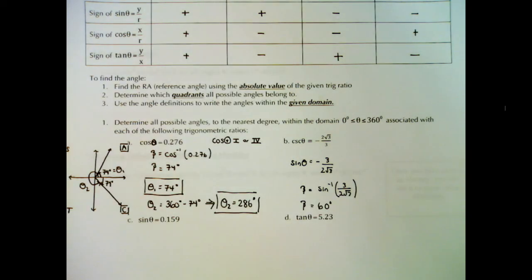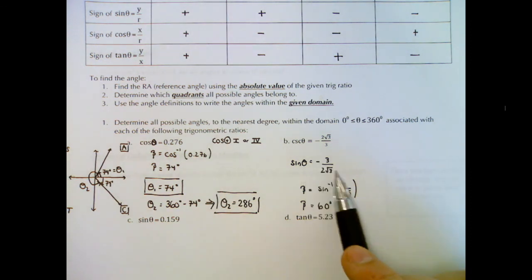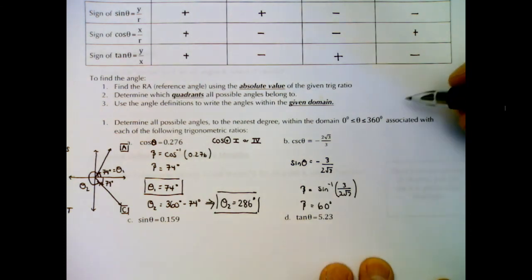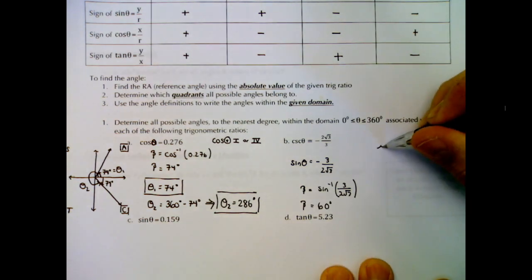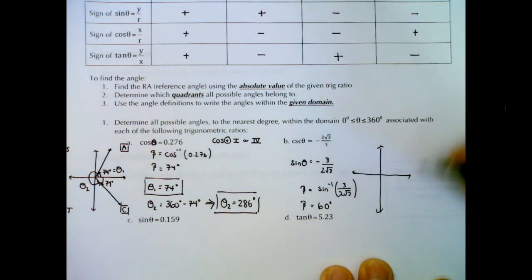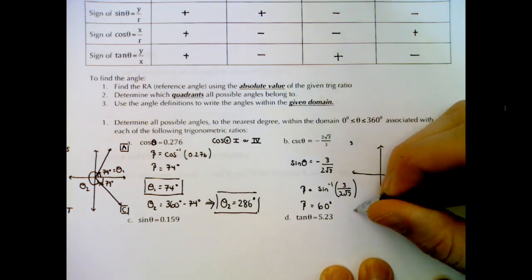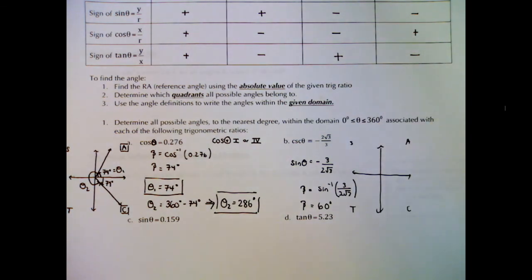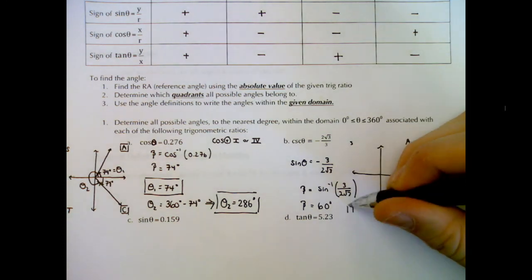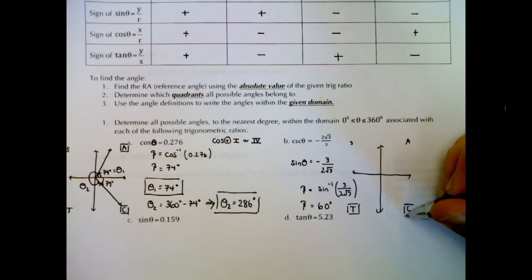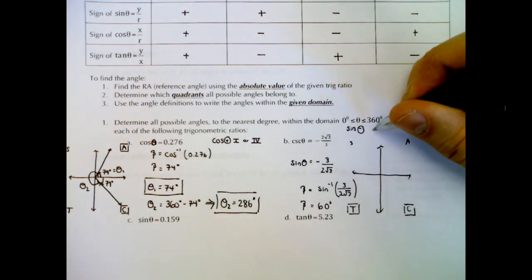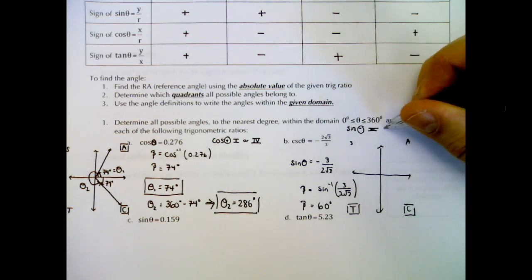Now we have to think about what quadrants it's in. Well, when we flipped it and did the reciprocal, we're talking about sine. Sine is negative. So I'm going to draw my Cartesian plane. C-A-S-T. Well, where is sine negative? Well, sine's positive in S and A. So that means it's negative in T and C. Sine negative in 3 and 4.